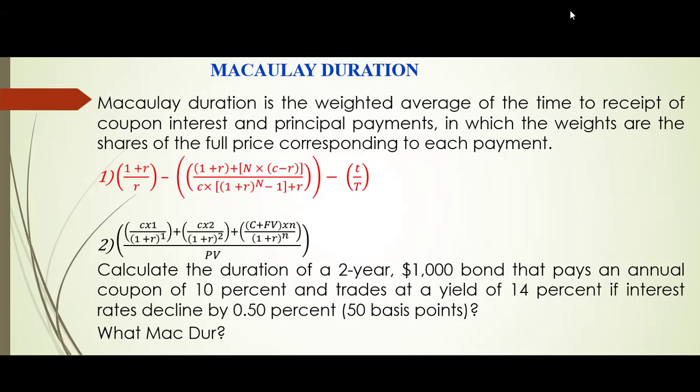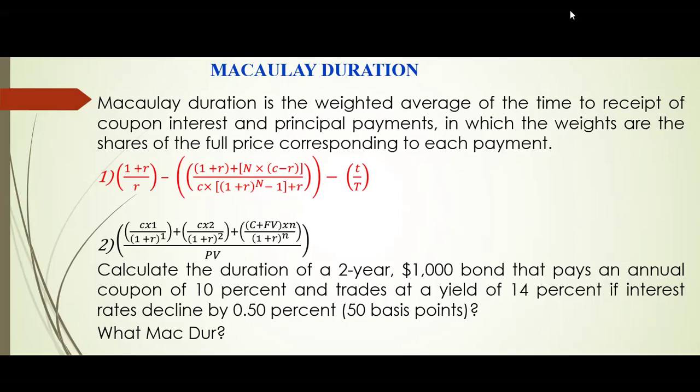Here there are two formulas that we can use to calculate the Macaulay duration. Formula one uses the fraction of time, which is monthly, weekly, daily, semi-annually or quarterly. The other one gives the same results, but it is a different way to calculate it. Here we will just focus on number one to calculate Macaulay duration.